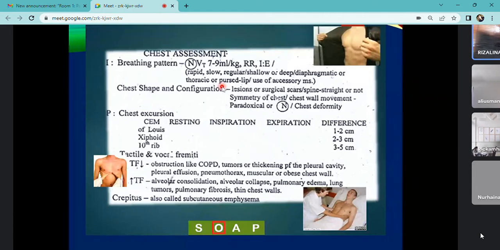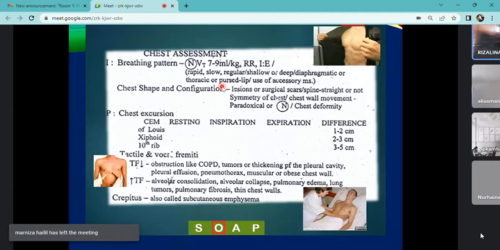Okay? So under inspection, we also look at the chest shape. For the chest shape, we have studied the different chest deformities. Is the spine straight or not? And during breathing, is there symmetry of the movement of the chest? Does it rise equally during inspiration? Does it go down equally during expiration? Or is there asymmetrical chest expansion?